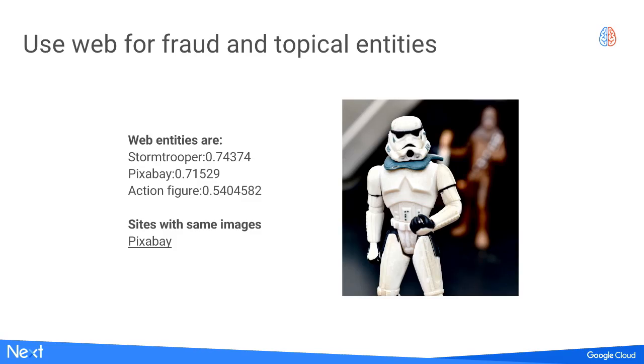Another piece that we talked about is how we think about using the web for fraud and topical entities. We just released our new feature called web detection. That's really the functionality under Google image search. So what that gives you is, if an image exists on the web, and that's an important point, and our web crawler, as you can imagine, crawls through billions of pages on a daily basis, we index a lot of these images. We can then find metadata about that image and feed that back.